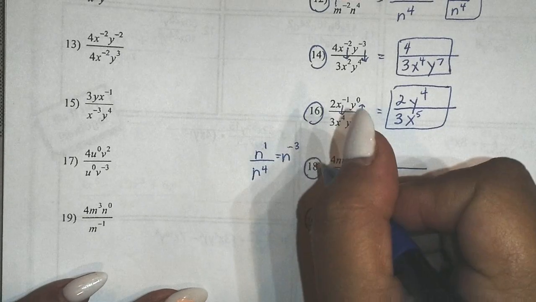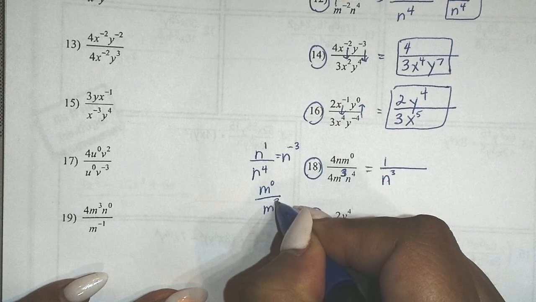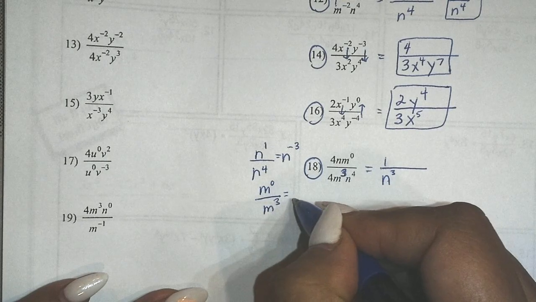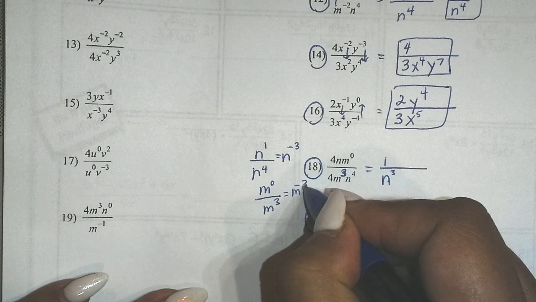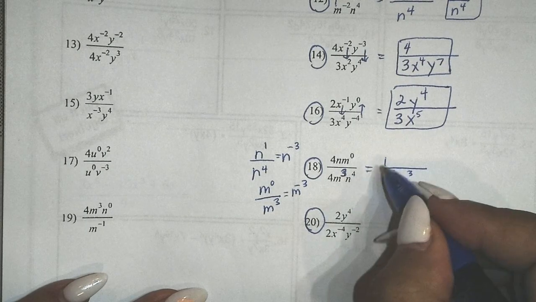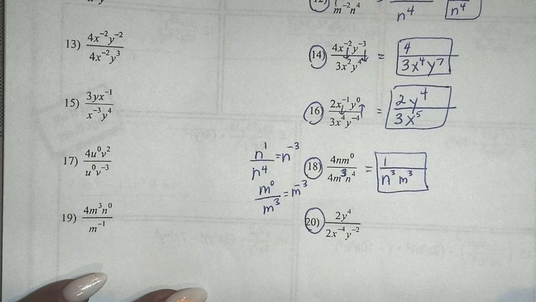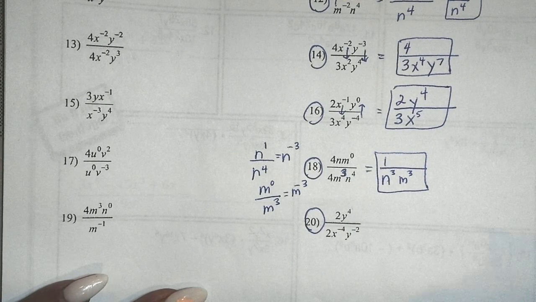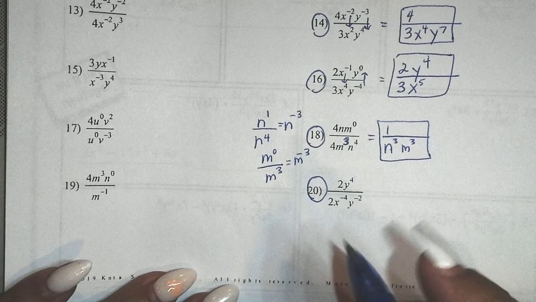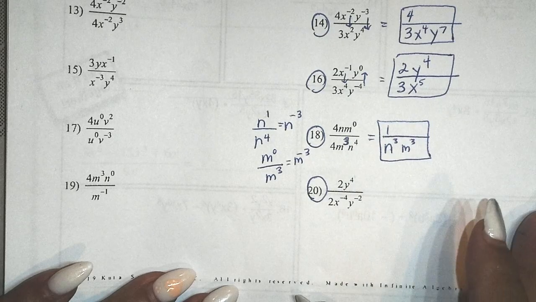All right, let's look at my m's. I have m to the 0 over m to the third power. Again, 0 minus 3 is -3. And that means that m to the third power is on the bottom. And that's my answer. And again, we subtracted 1 minus 4 is -3, 0 minus 3 is -3.